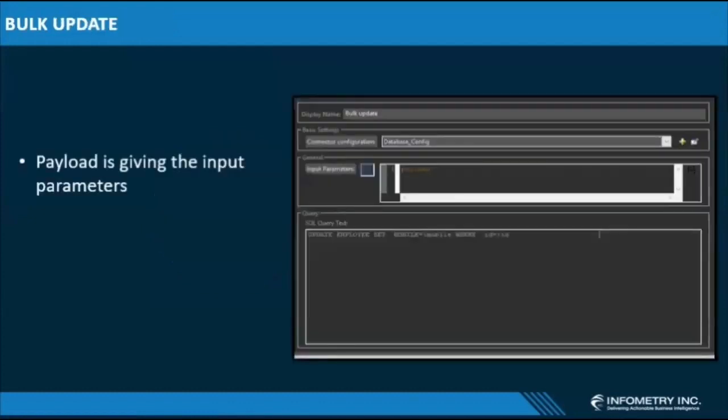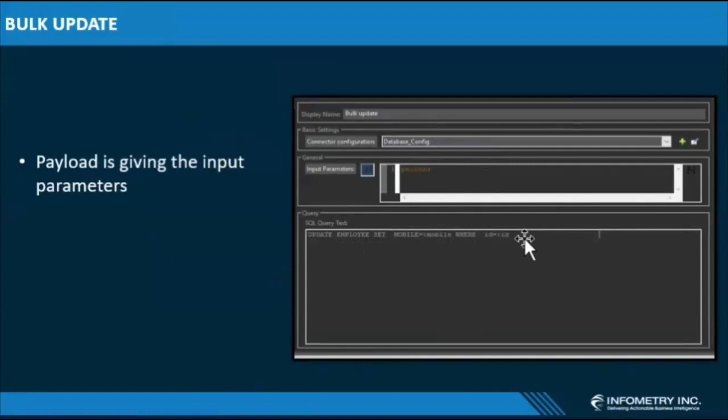Now we'll be discussing the bulk update. It's all the same. Just drag and drop the bulk update connector onto the canvas in the flow. Then the display name and connector configuration are the same. Then the SQL query also will be the same. If you observe, update employee set, we are updating the mobile number where ID is equal to ID.